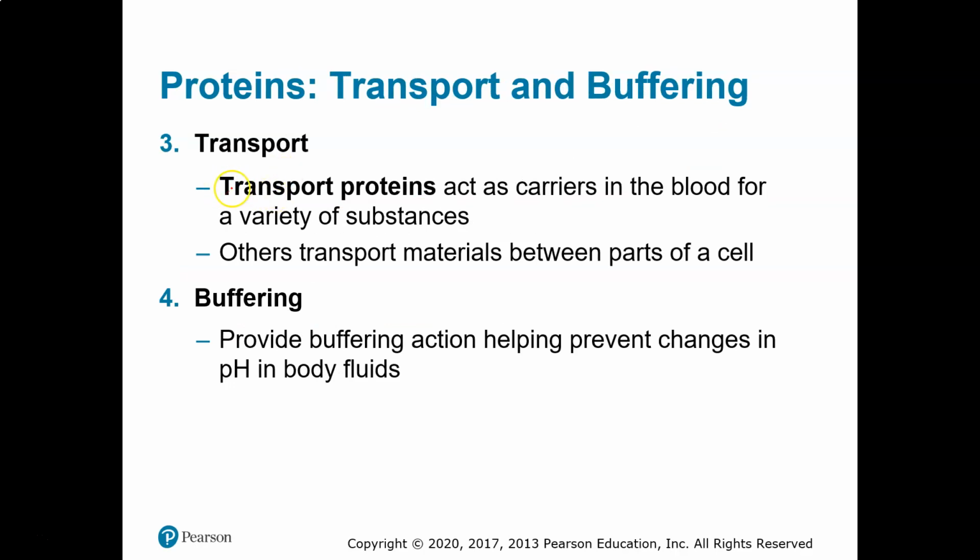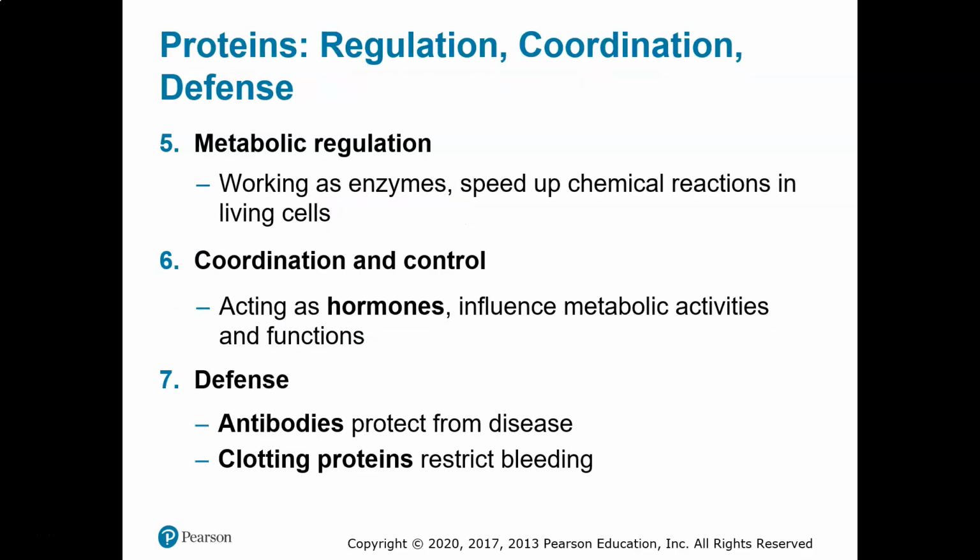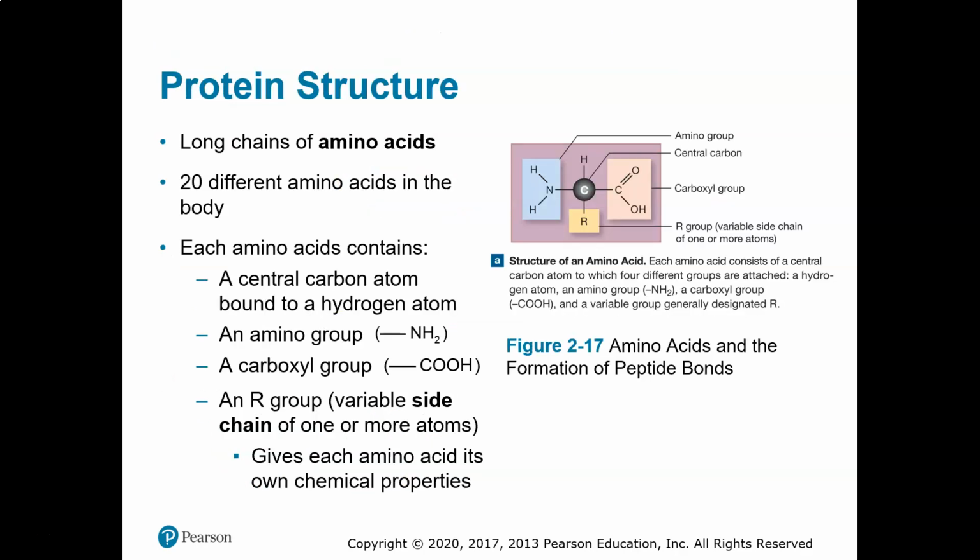Transport proteins carry substances in the blood, like hemoglobin is a transport protein. Some proteins provide buffering. In other words, they prevent changes in pH. Some proteins are used as enzymes, so they are used for metabolic regulation to speed up chemical reactions in the body. Some proteins act as hormones, but be careful here because some hormones are lipids. Steroid hormones are lipids, and other hormones are protein hormones. And then we have antibodies and clotting proteins that are used in our body's immune system or defense.